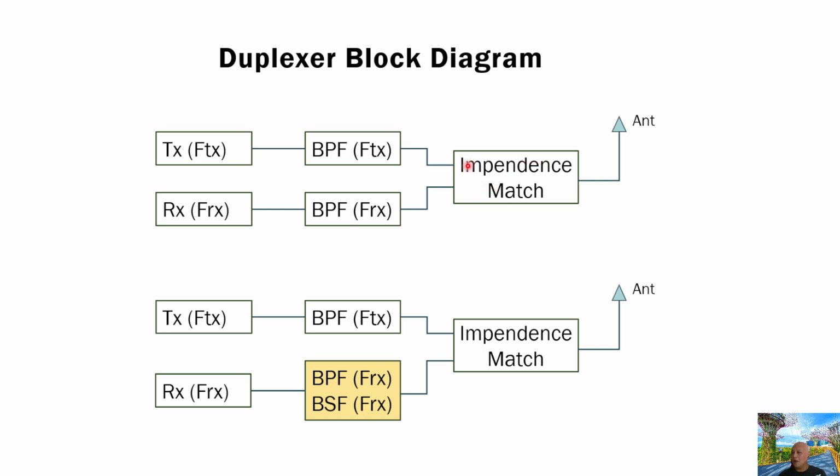But no matter how good this impedance match circuit is, there is always enough transmitter power reflected back to the receiver to make the receiver not work properly. So we need to pay special attention to the receive path. So we need to add another band pass filter here. For example, if our design is based on the receiver frequency here, a band pass filter for the receiver frequency, a band stop filter for the receiver frequency.